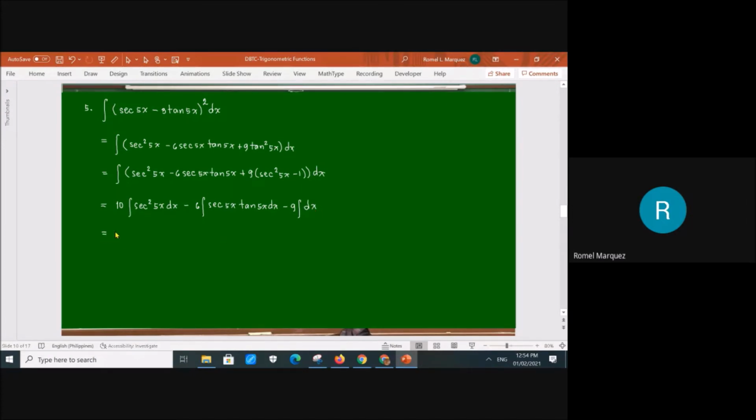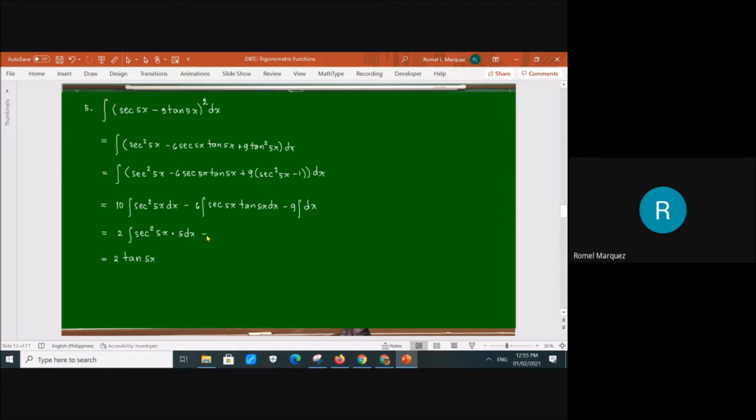We combined already 9 to secant, getting 10. Then minus 9 integral of dx, right? Okay now, guys? So for the first one, I split 10 into 2 times 5 and give the 5 to dx. So I will have just 2 times secant squared of 5x, and I give the 5 to dx, so that it reads integral of secant squared u du. That is equal to 2 tangent of 5x. No need to balance outside because I just split 10 into 2 times 5.